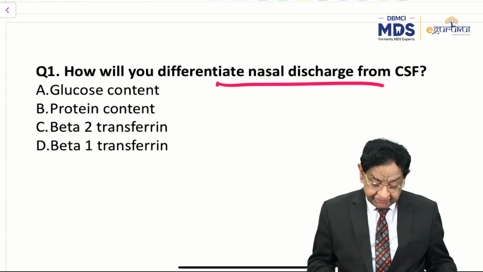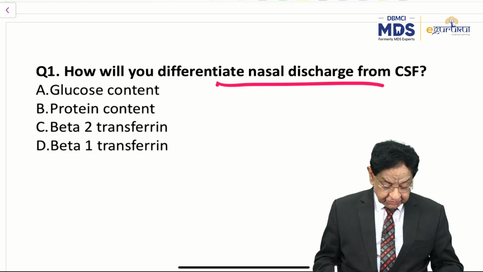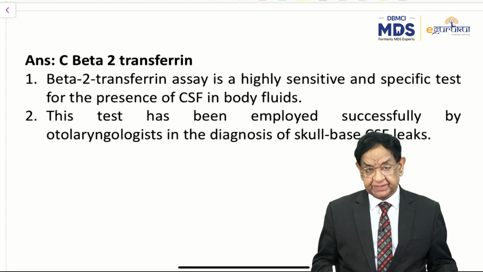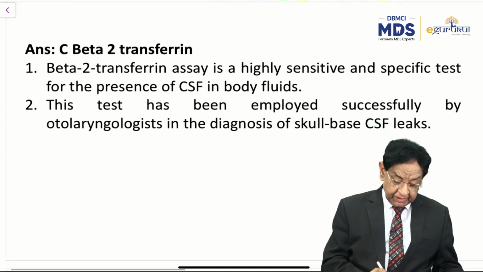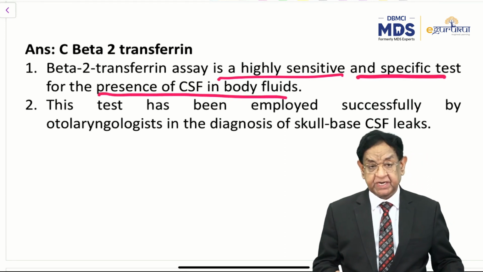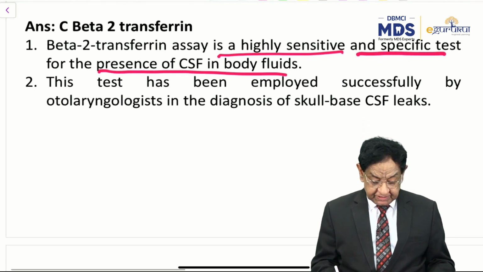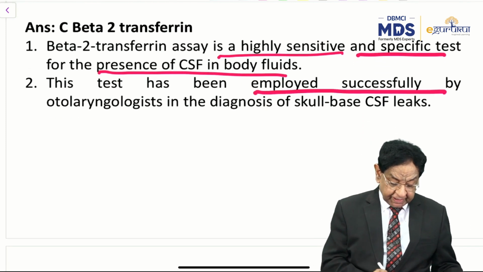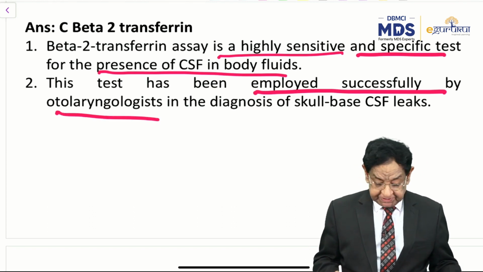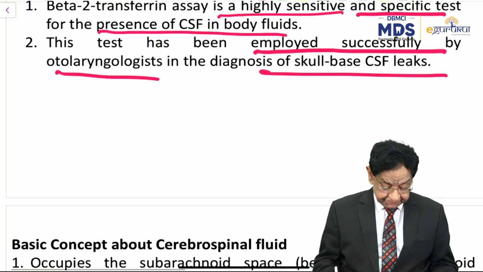Okay, definitely we have got four options with us. Answer of this question is beta 2 transferrin. Well, this assay is a highly sensitive and specific test for the presence of CSF in the body fluid, particularly in the nasal discharge. It has been employed successfully by the otolaryngologist, that is so-called ENT specialists, for the diagnosis of skull base CSF leak.